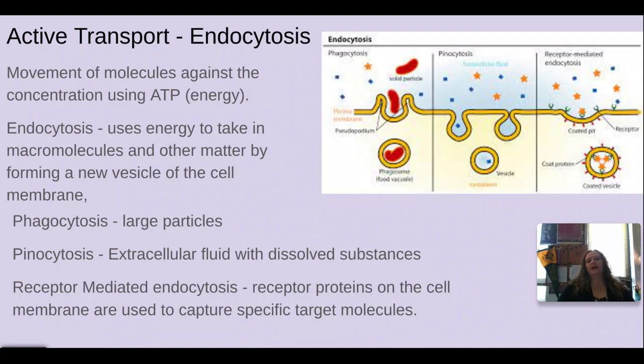And then, of course, we're going to have receptor-mediated endocytosis. So essentially, this is where you have some sort of receptor protein on the cell membrane. And when a target molecule attaches to that receptor, it stimulates the membrane to surround it and create a vesicle. And so in that case, you're only taking in items that the cell particularly wants or particularly needs.